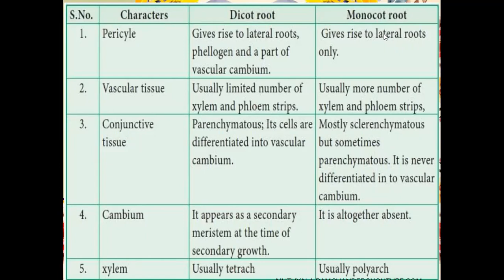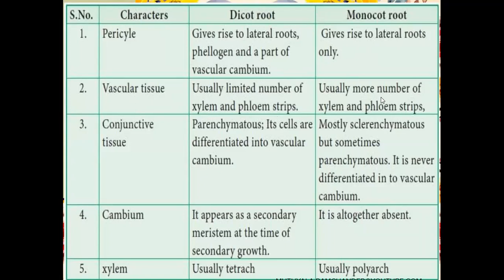It cannot participate in secondary growth because secondary growth is completely absent in the monocot. Rarely, a few plants like aloe vera and yucca may participate in secondary growth, but the majority do not. Next, vascular tissues: usually a limited number of vascular tissues are present, like 4 xylem strips and 4 phloem strips. Sometimes 2 xylem strips and 2 phloem strips are also present in the dicot root.